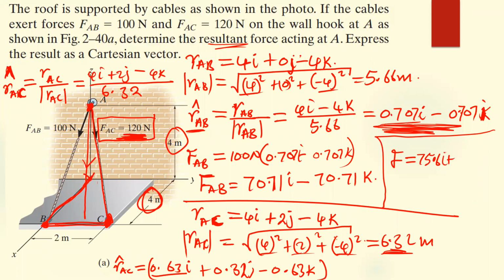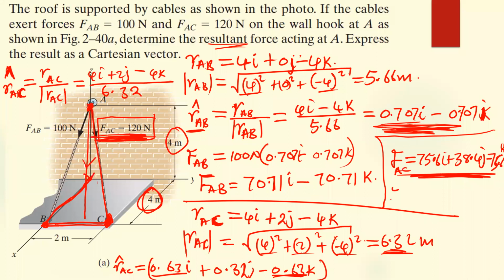We also have 0.32 times 120. So the 120 is simply this force that we've been given there. So we have 38.4 j. Then we have minus 0.63 times 120. This gives us 75.6 as well. So we have 75.6 k on this side. So this is the force that we have along the cable AC.